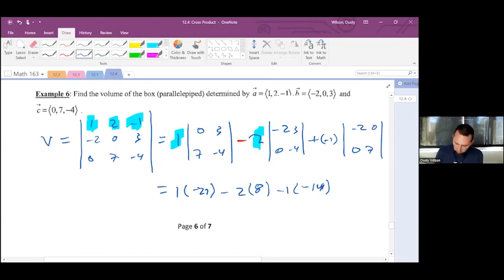which would be -2. I think I've got -23. And notice this is a negative, but we want a volume. And so what we need is the absolute value of this quantity.